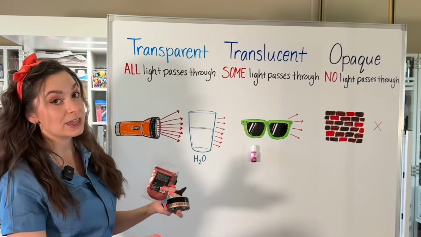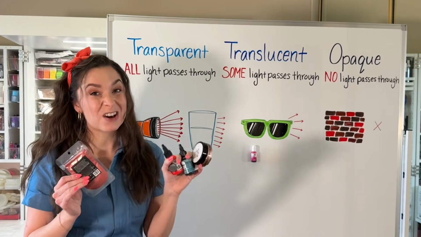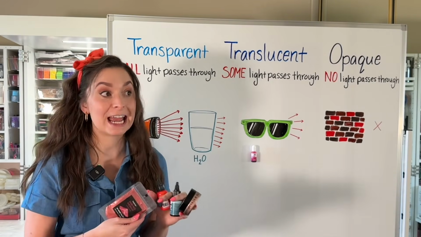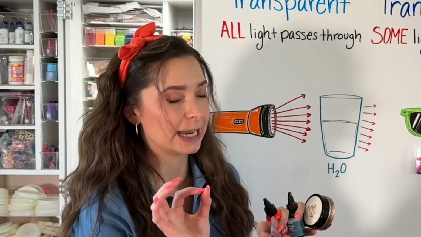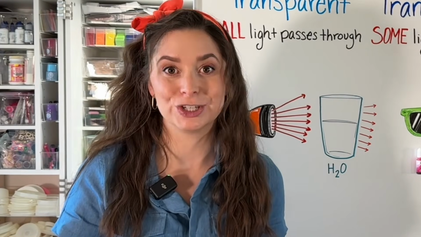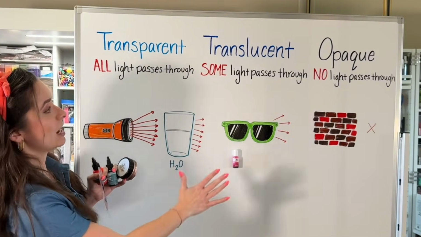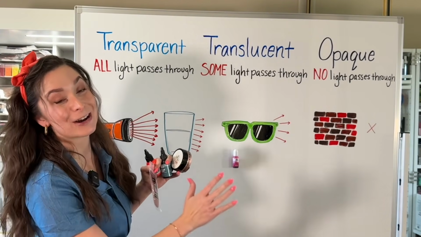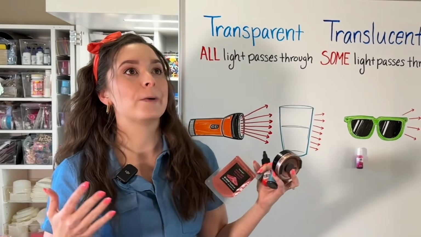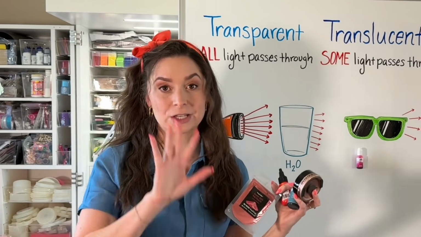And with all of these, keep in mind, you can make almost all of these transparent if you just add a tiny, tiny, tiny speck of the product into your resin. But when we're matching them to transparent and opaque right now, I'm talking about how people usually use them. Okay, so just keep that in mind.